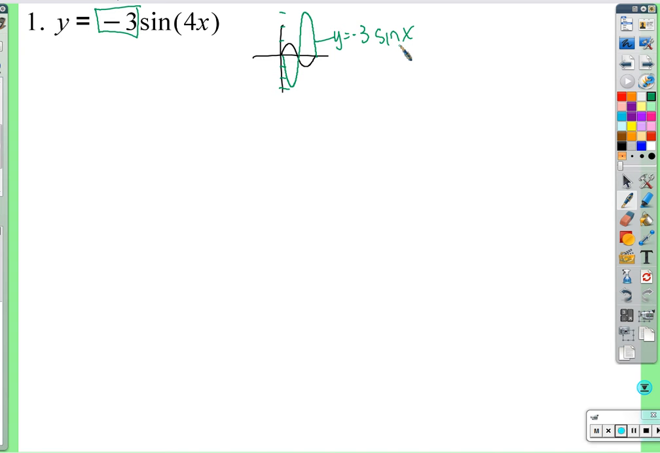What about this 4? What does this 4 do? It makes 3 4 times bigger. Well, smaller. Smaller. 2 pi over 4. That's pi over 2.